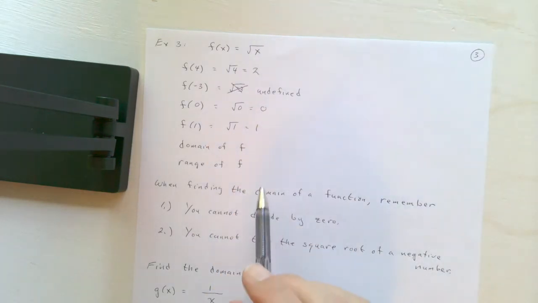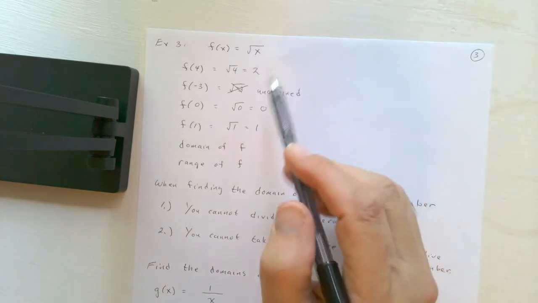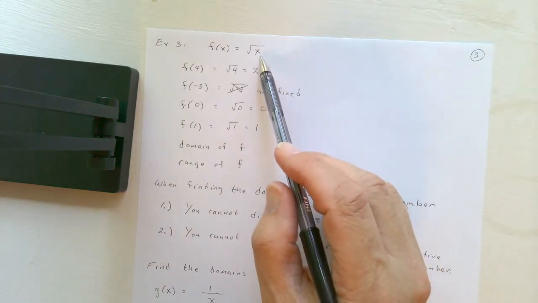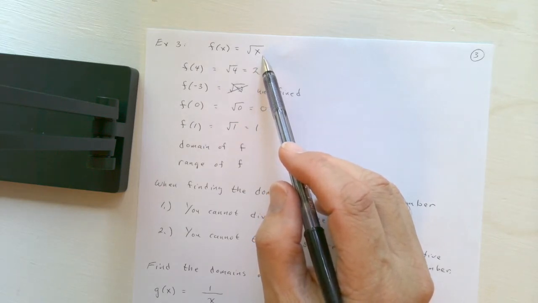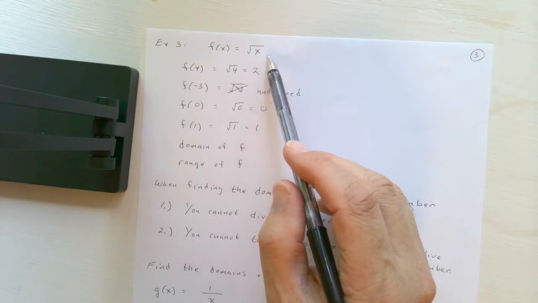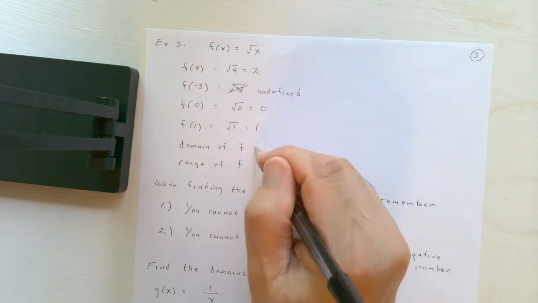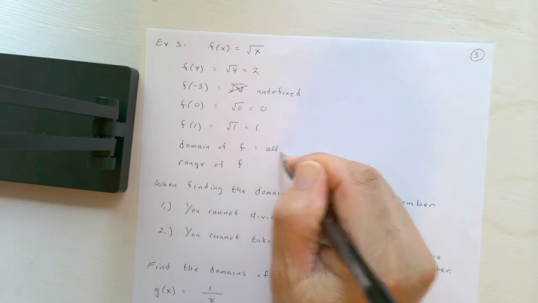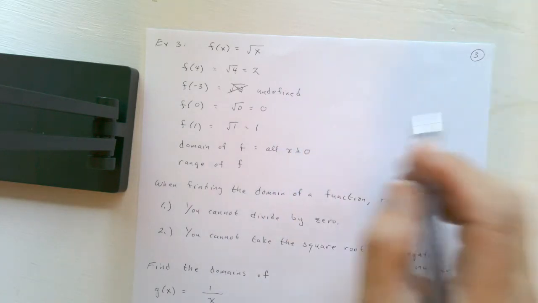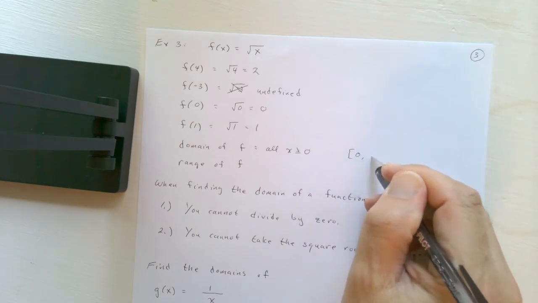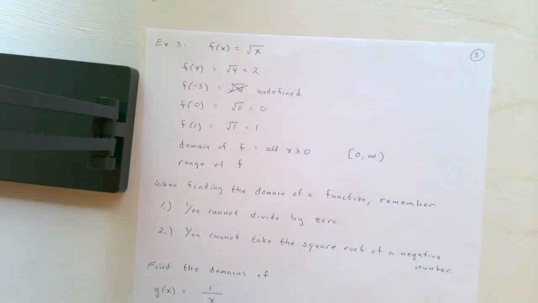What's the domain? Well, the domain is any number that we can plug in for x. And I just said, we can take the square root of 0, we can take the square root of any positive number, but no negative numbers. Okay, so the domain would be all values x greater than or equal to 0, or as an interval, it would be 0 to infinity, where we include the 0.